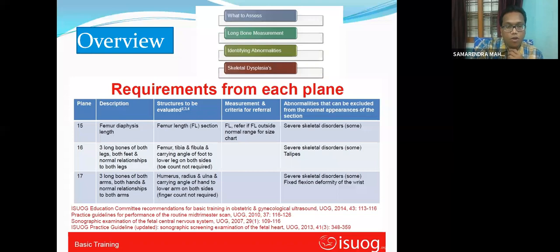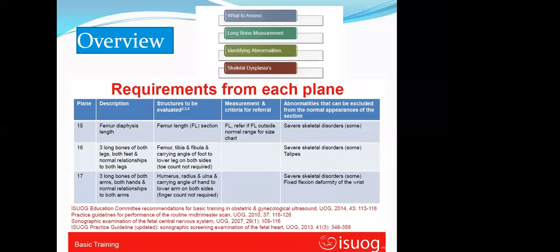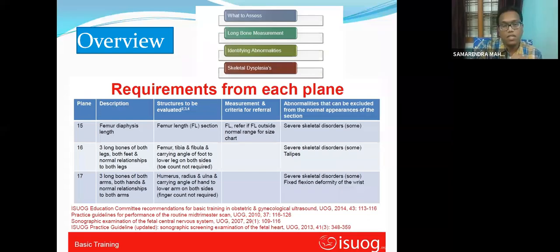So, in overview, what are the requirements from each plane? For each plane, we first have to know what things we will look for, and any measurement that is necessary, we will do that. Third, we have to identify any abnormality, and lastly, whether the finding is pointing towards any kind of skeletal dysplasia or any kind of severe skeletal abnormality.